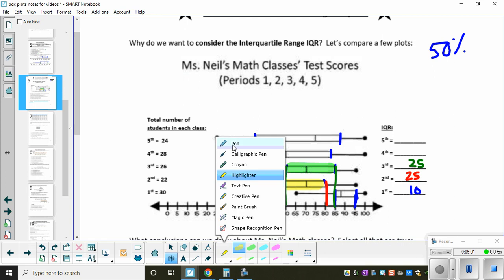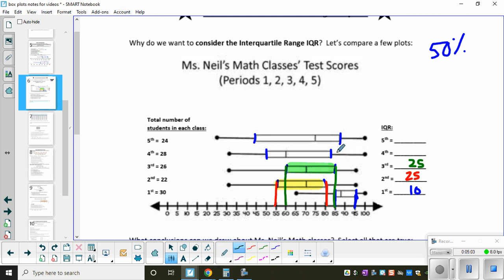Now, when we continue on here, we've got fourth period left. When I extend this line down, that one we have to estimate. You might disagree with me. It's going to be somewhere between 80 and 85. I personally am going to go with 83 for this one. I think that's closer to an 83. Now, when I drop this line down, though, that's right at 50. So 50 to 83, I'm going to come up with an IQR of 33 for that one.